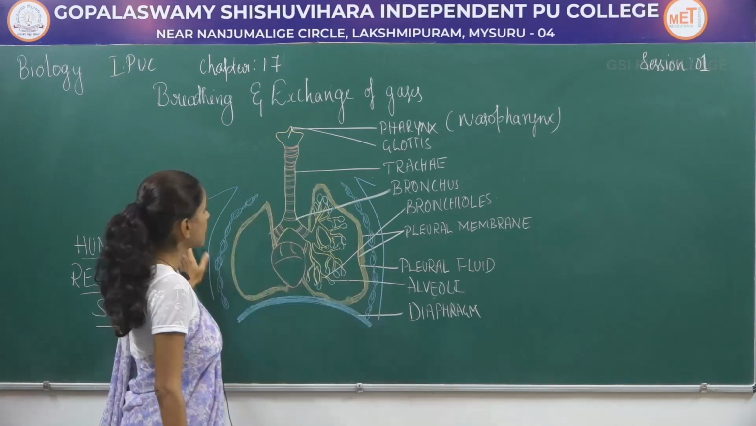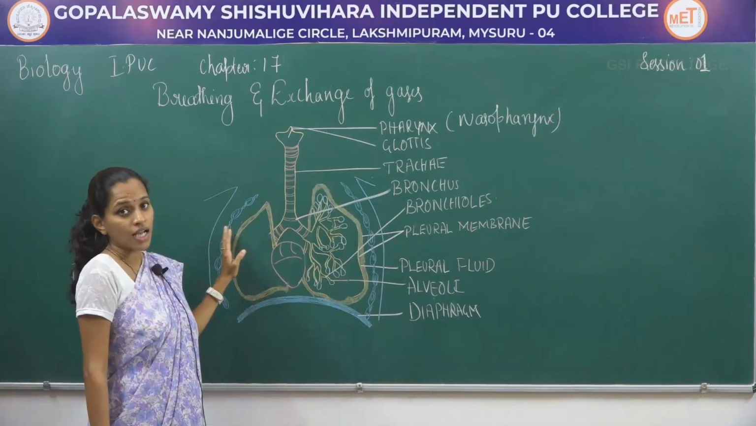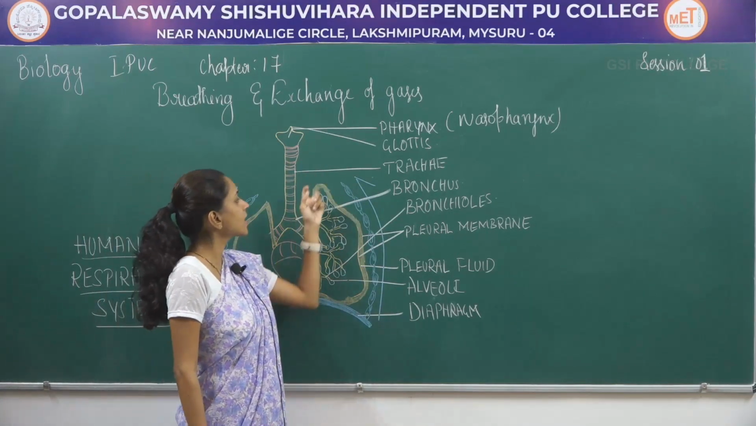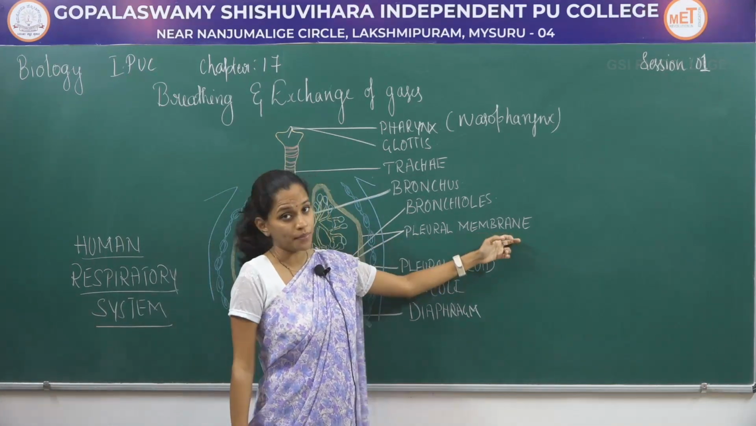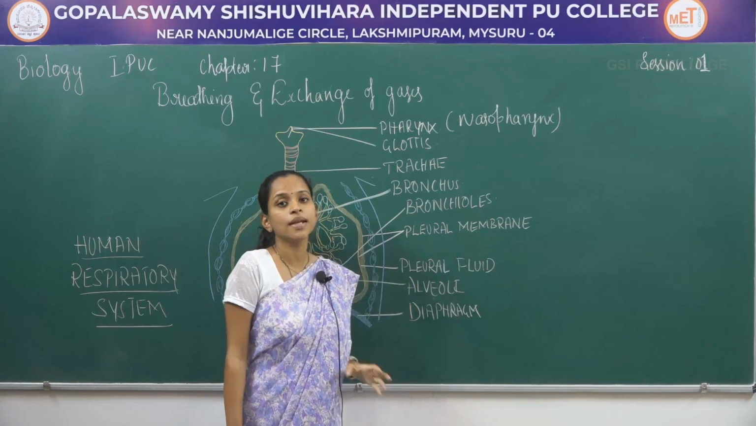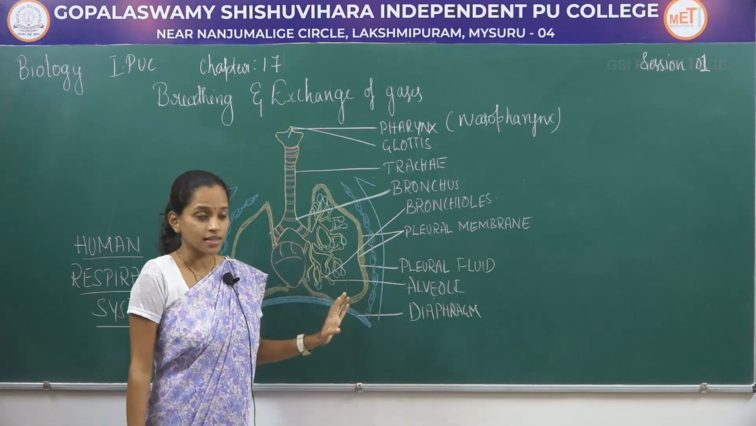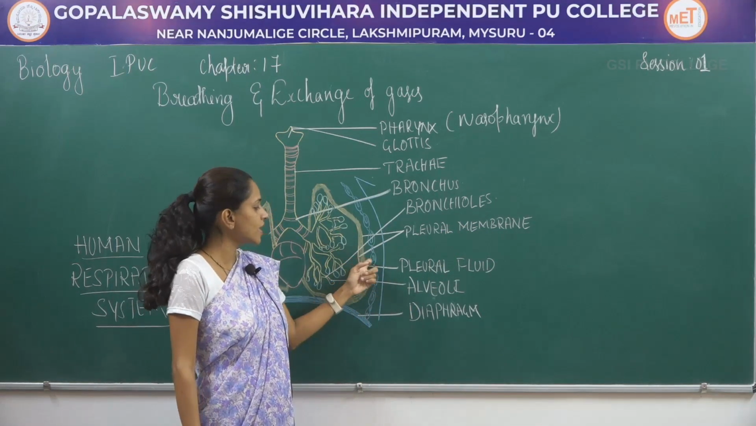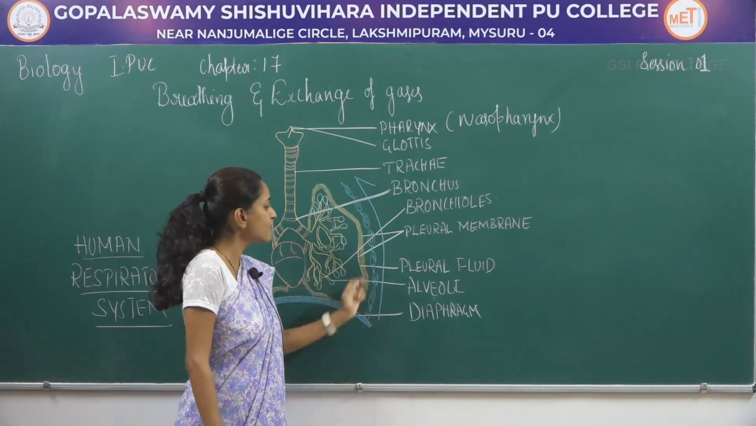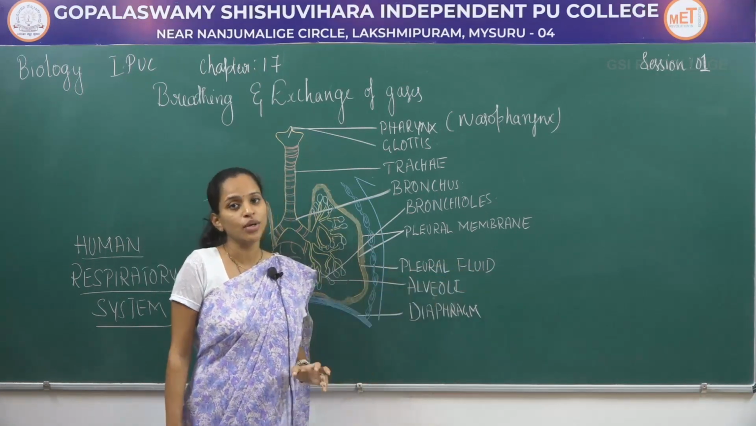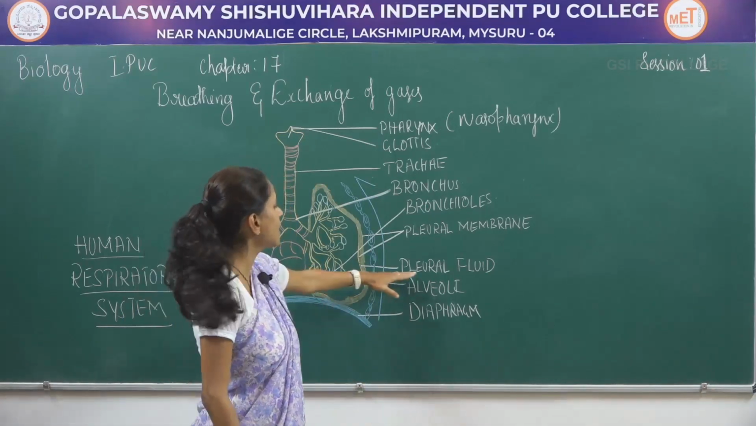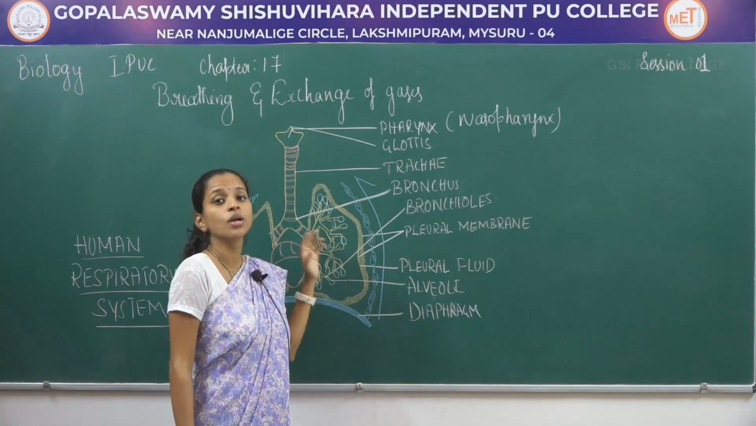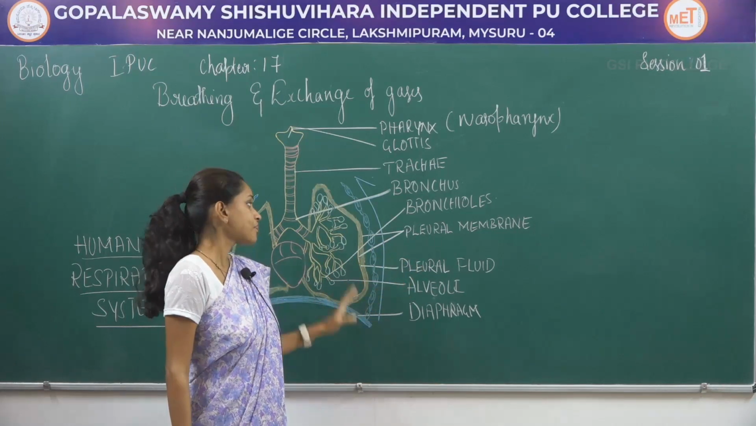Next, when it comes to the lung region, here the lung has a double layer. These are called the pleural membrane. This pleural membrane helps in protecting the lungs. In between the outer and inner pleural membranes, there is a fluid called pleural fluid, which helps in avoiding friction. So this helps in protecting the lungs during friction.